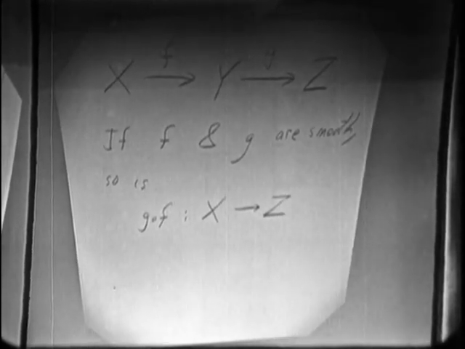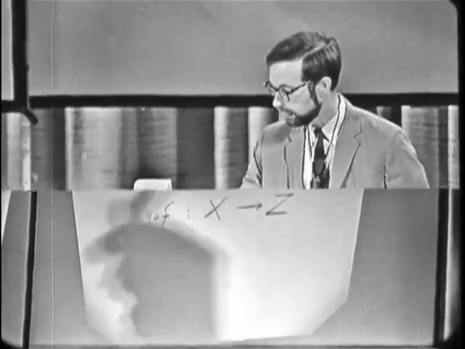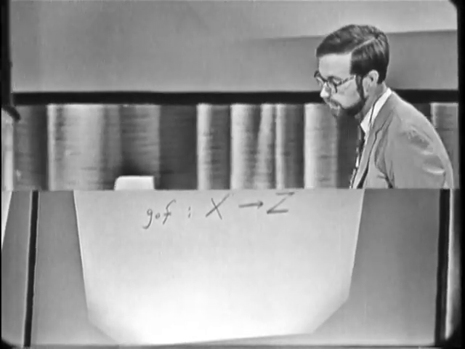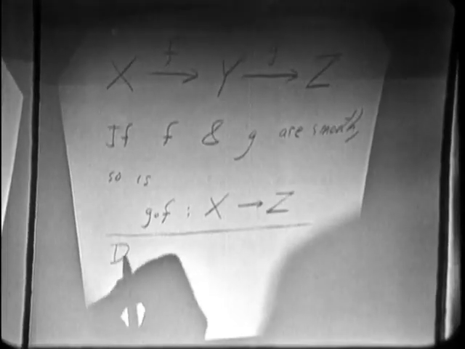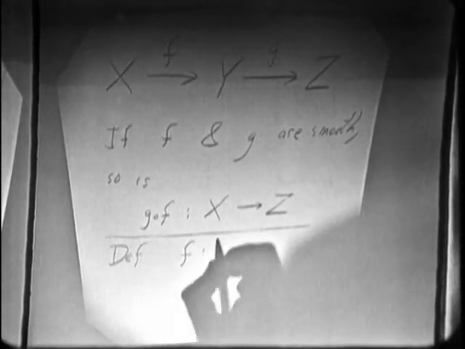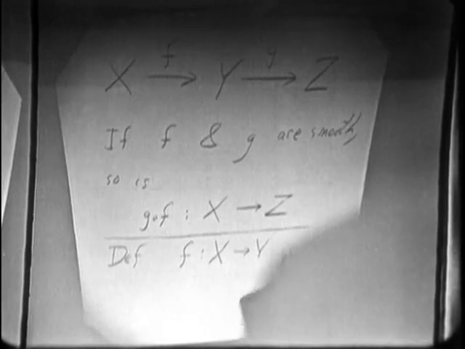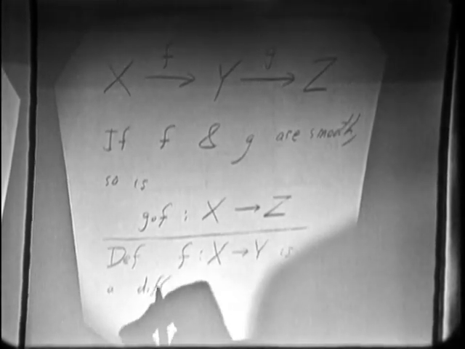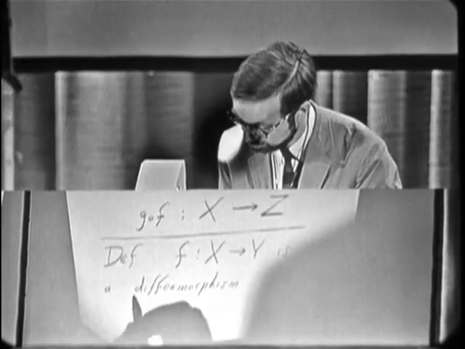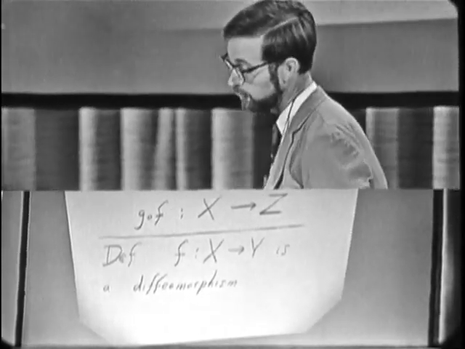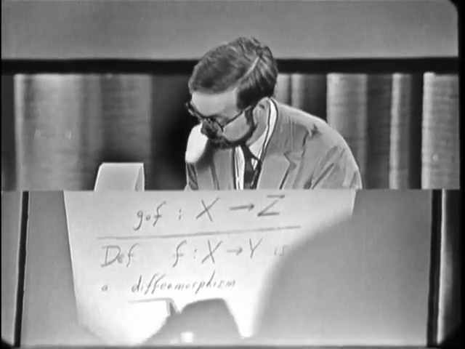Whenever we have such a situation where we have a concept of particular kind of mapping defined, such that the composition of mappings is again of this particular kind, we have a corresponding kind of isomorphism. And in differential topology, the concept of isomorphism is given a special name, namely diffeomorphism. So we can give a definition. f, mapping X to Y, is a diffeomorphism if it's smooth and if it has a two-sided inverse, which is smooth.